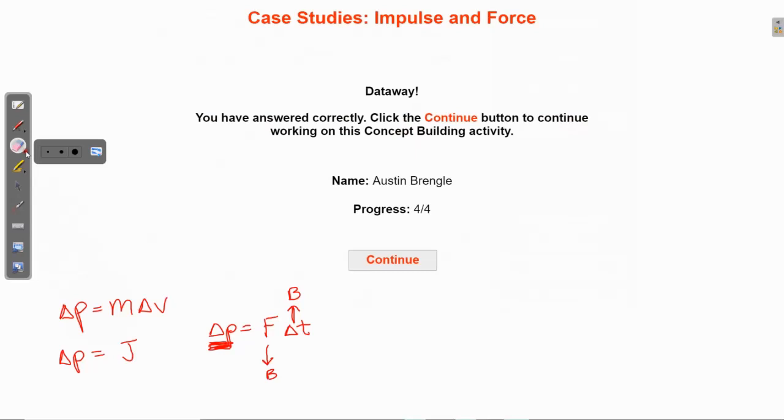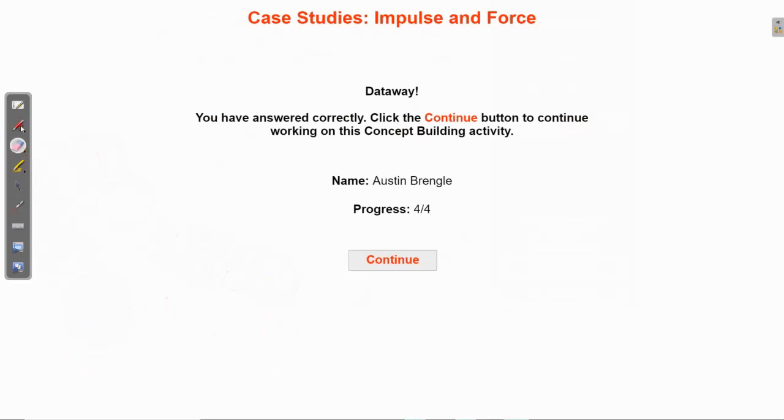So that would be your concept builder for the case studies of impulse and force. Hopefully that helps make a little bit more sense, and you can move on to the next one.